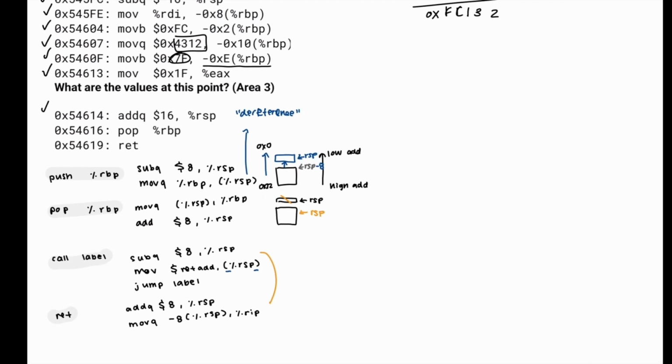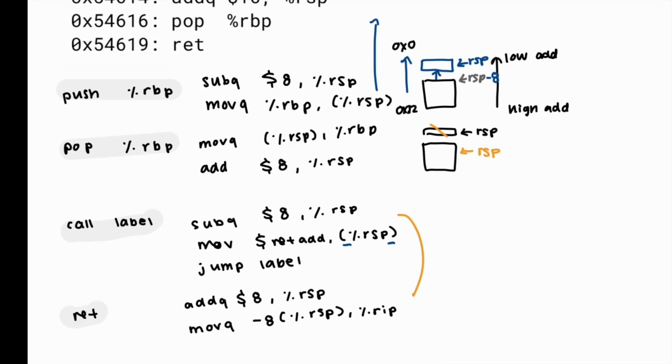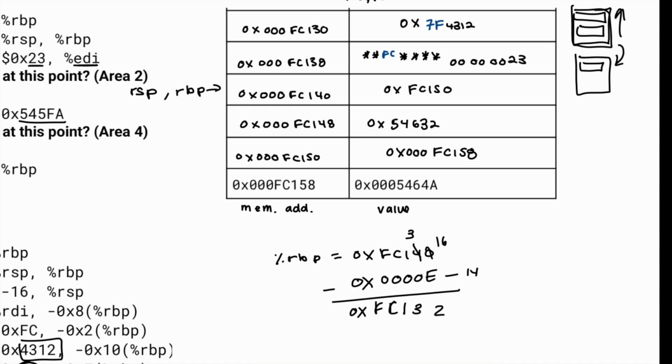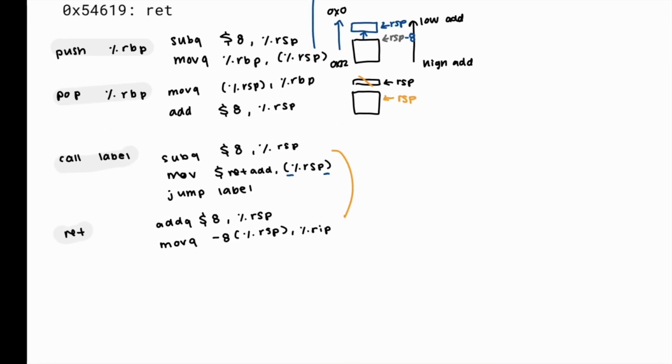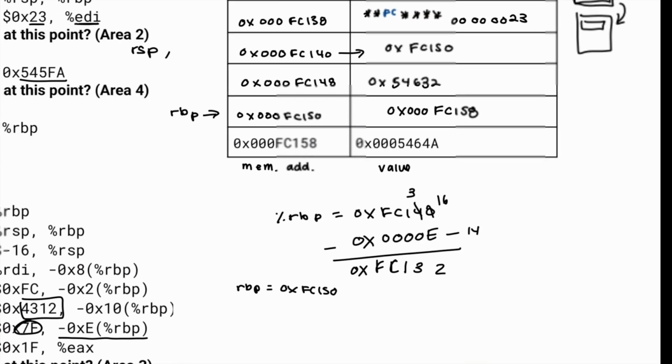So what are the instructions involved in popping? Well, first, we have to move whatever the value at the memory address in RSP is and place that in RBP. So RSP has the value FC140, but that points to FC150. So now RBP is going to equal 0xFC150. FC150 is all the way down here, so now RBP is going to be right down here. Okay? And then we have to add 8 to RSP. RSP, which is at 140, is now going to be 148. So that means our RSP is going to be right down here.